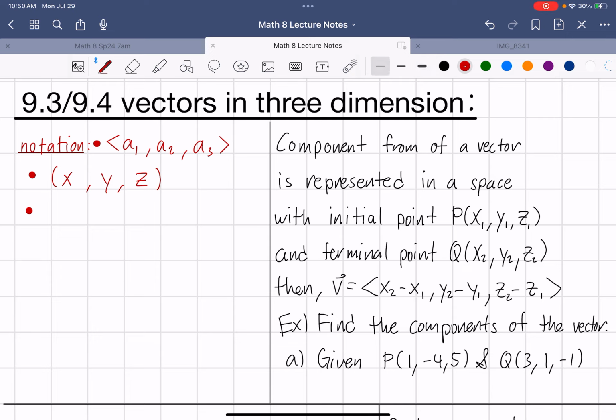Same thing with vectors in form of ijk that I just showed. It's going to be a sub 1 i plus a sub 2 j plus, and then this is the third part, we're adding a sub 3 k. Right? And there's not a lot changing. Everything is pretty much staying the same.